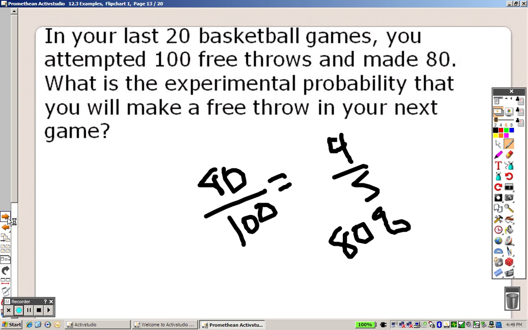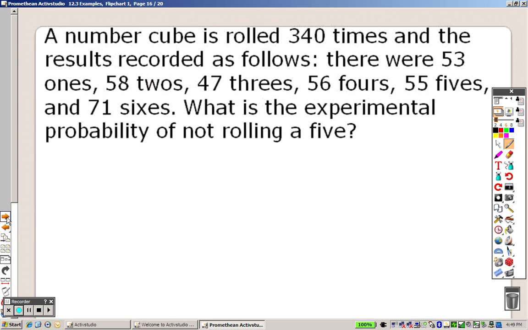Which one were we on here? Okay. A number cube is rolled 340 times, and the results are recorded as follows. There were 53 ones, 58 twos, 47 threes, 56 fours, 55 fives, and 71 sixes. What is the experimental probability of not rolling a 5? Well, not rolling a 5 would mean I rolled a 1, a 2, a 3, a 4, and a 6.